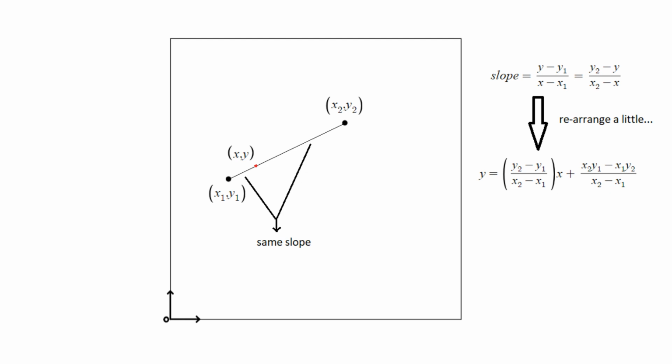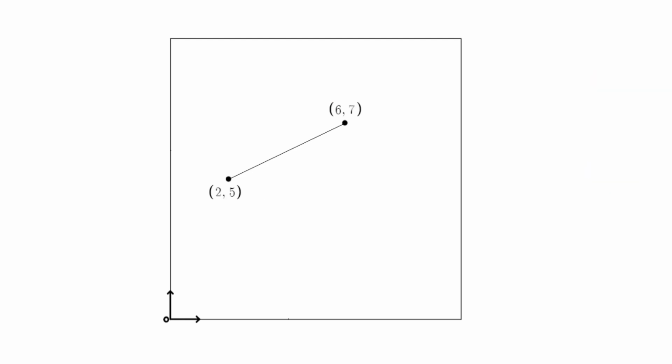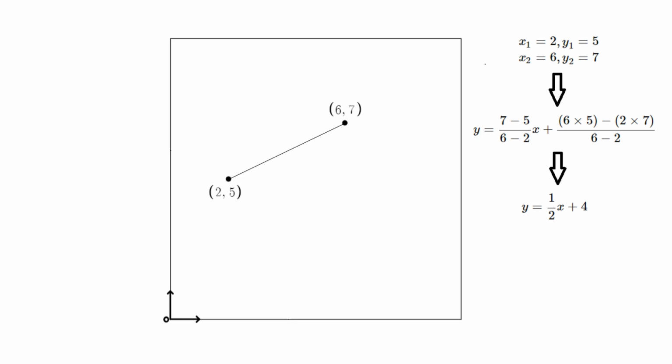For example, let's take the line passing through points 2, 5 and 6, 7. Plugging these values into the line equation, we get y is equal to 1 over 2 times x plus 4, which is the equation of the line passing through these points. The equation basically says that the y coordinate of any point on the line is 4 added to half times the x coordinate. Also, I don't know if you have noticed, but the coefficient of x here, which is 1 over 2, is the slope of the line. That is, the line rises 1 unit for every 2 units of run. And the number 4 is the line's y-intercept, meaning the line intersects the y-axis at y is equal to 4 units.